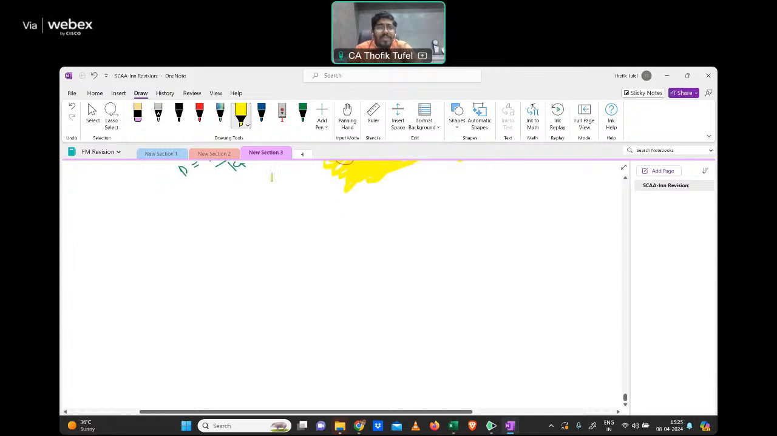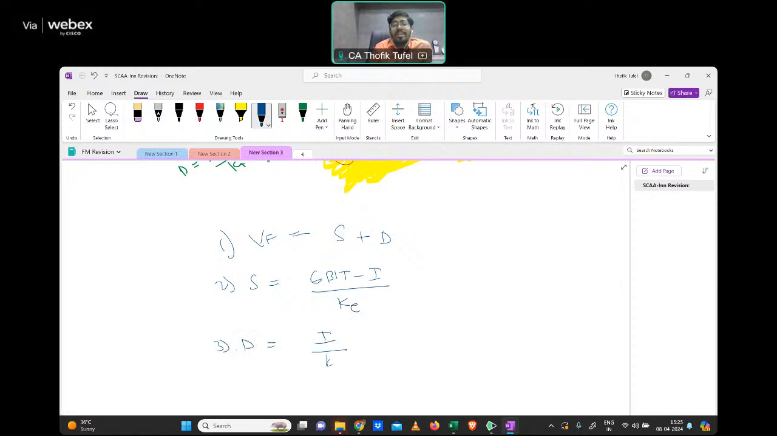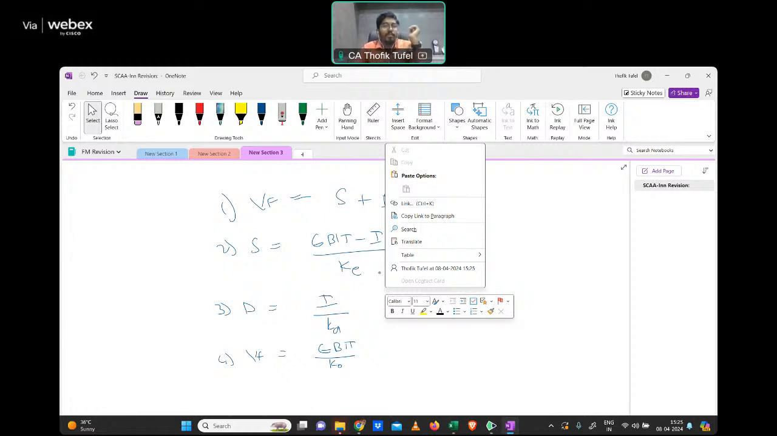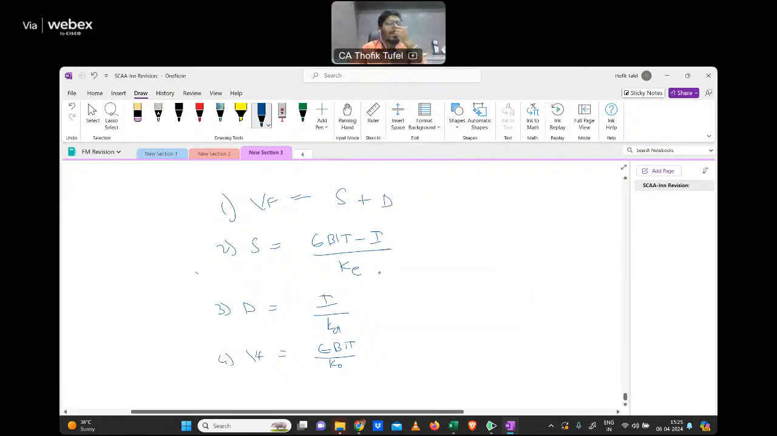Till now you saw four formulas. First formula, value of the firm is equal to value of equity plus value of debt. Value of equity is equal to EBIT minus I divided by KE. Value of debt is equal to I divided by KD. Value of the firm is equal to EBIT divided by K. These are the four formulas that you learned. Till now, we don't have any taxes in the formulas.